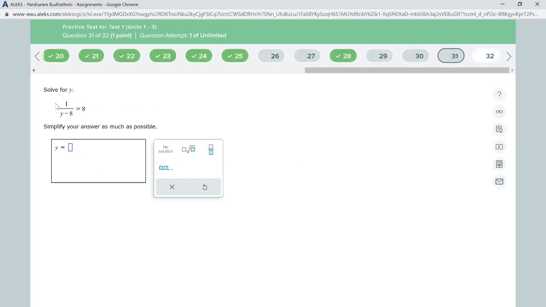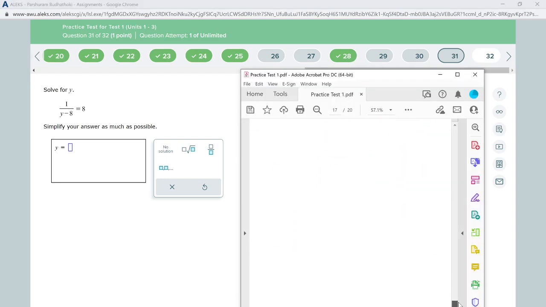Solve for y. Whenever you have this type of problem, first of all, you have to find out what is not possible, like y minus 8 is on the denominator, so y cannot be equal to 8. That is the restriction. You have to exclude that. Okay, so this is problem 31.